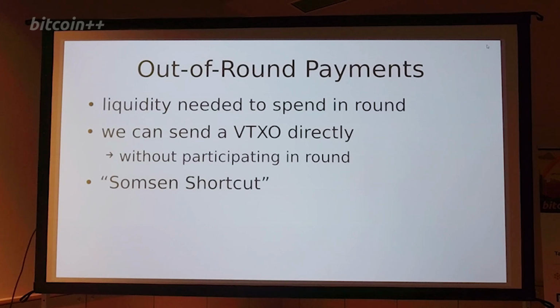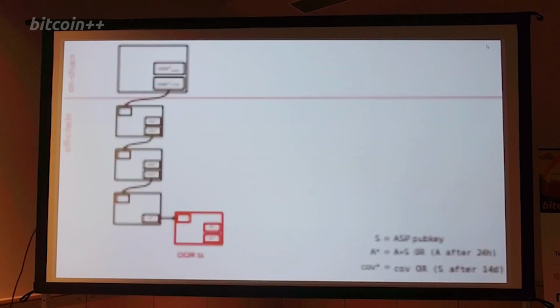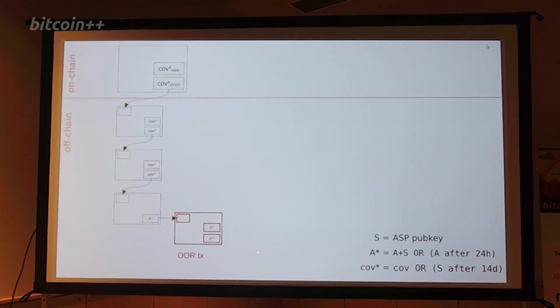But the way it works is, wrong button. So we have this construction, like we said before, right? So this is our normal ARC payment. You sign your forfeit, you get back your other thing, and you use a connector to make it atomic. Now, this thing could just be another transaction, right? Let's say Alice wants to send to Eve. She can just make a new transaction that takes this VTXO and creates new ones, one for Eve, one change. And then she asks the ASP, hey, can you put your signature here as well?